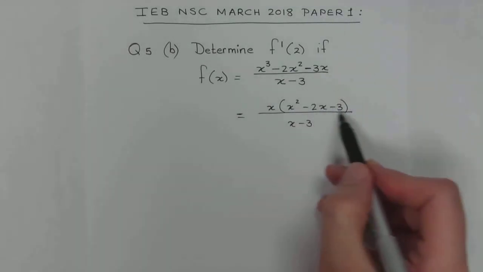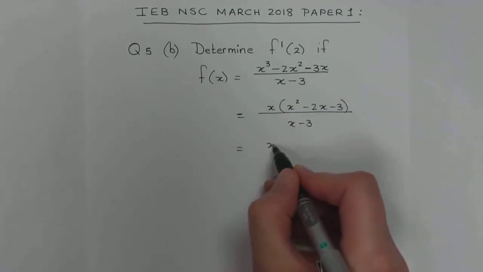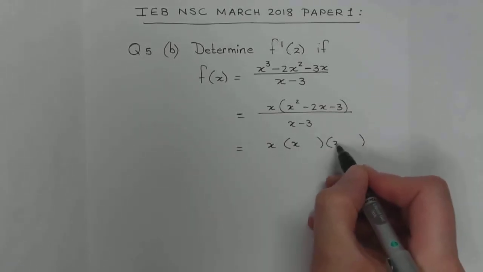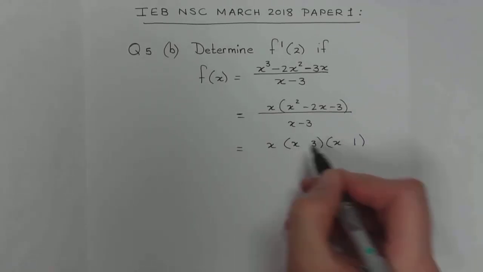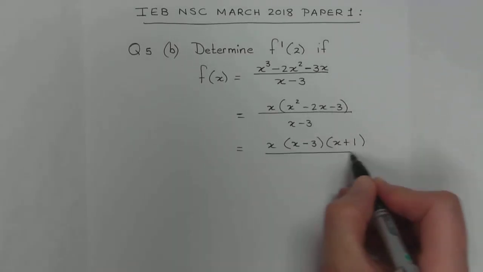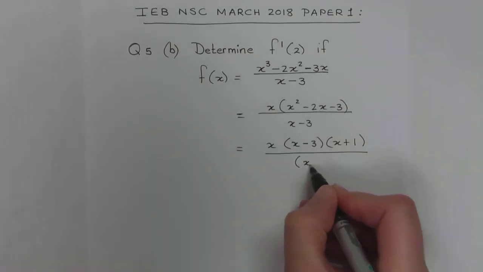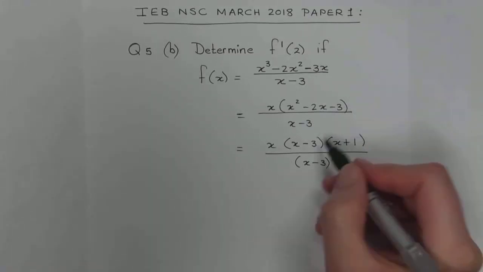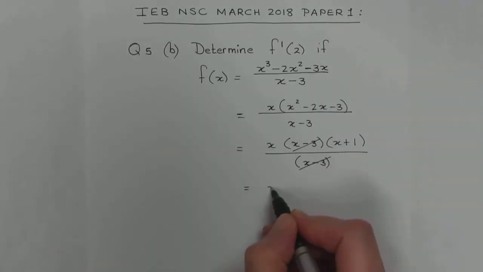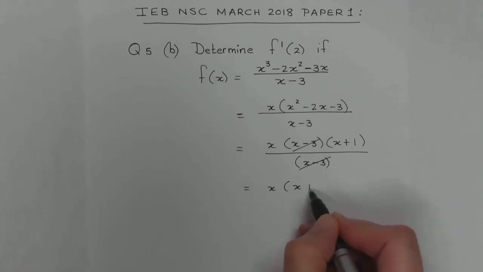Now, that gives me a trinomial, so I'll factorize that as well into a binomial times a binomial, which is going to be x times x, 3 times 1, and it's going to be minus 3 and plus 1 to get that minus 2x. And lo and behold, that was excellent news, because now I can divide the x minus 3 into the x minus 3, which leaves me with x times x plus 1.